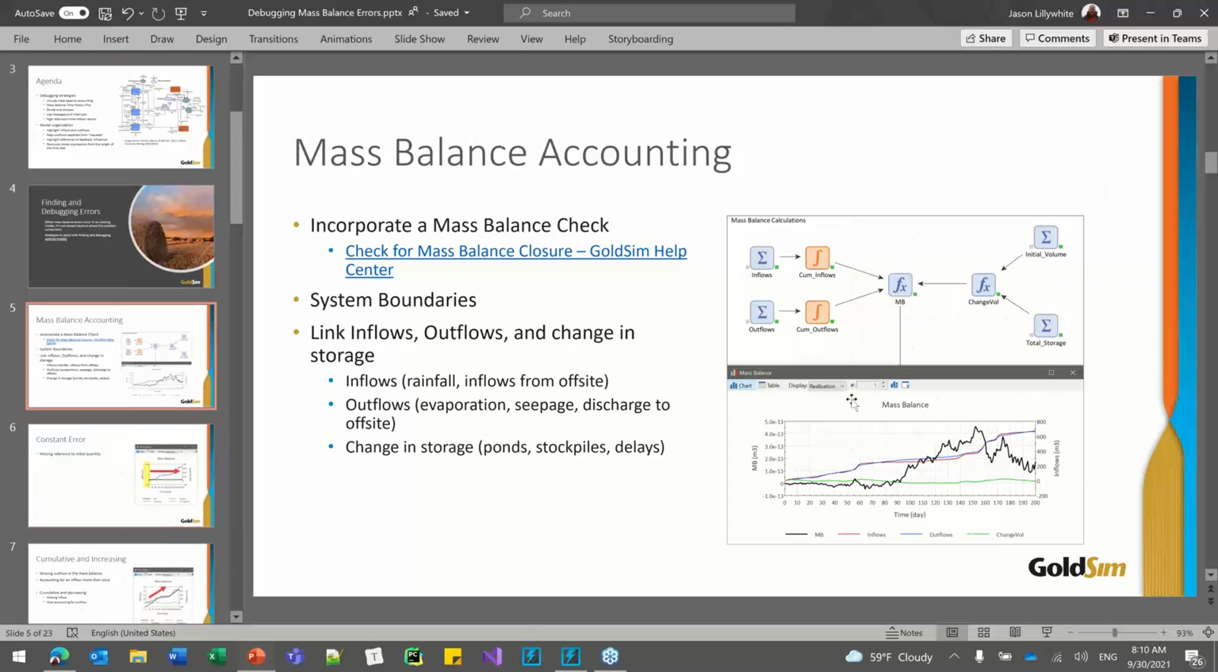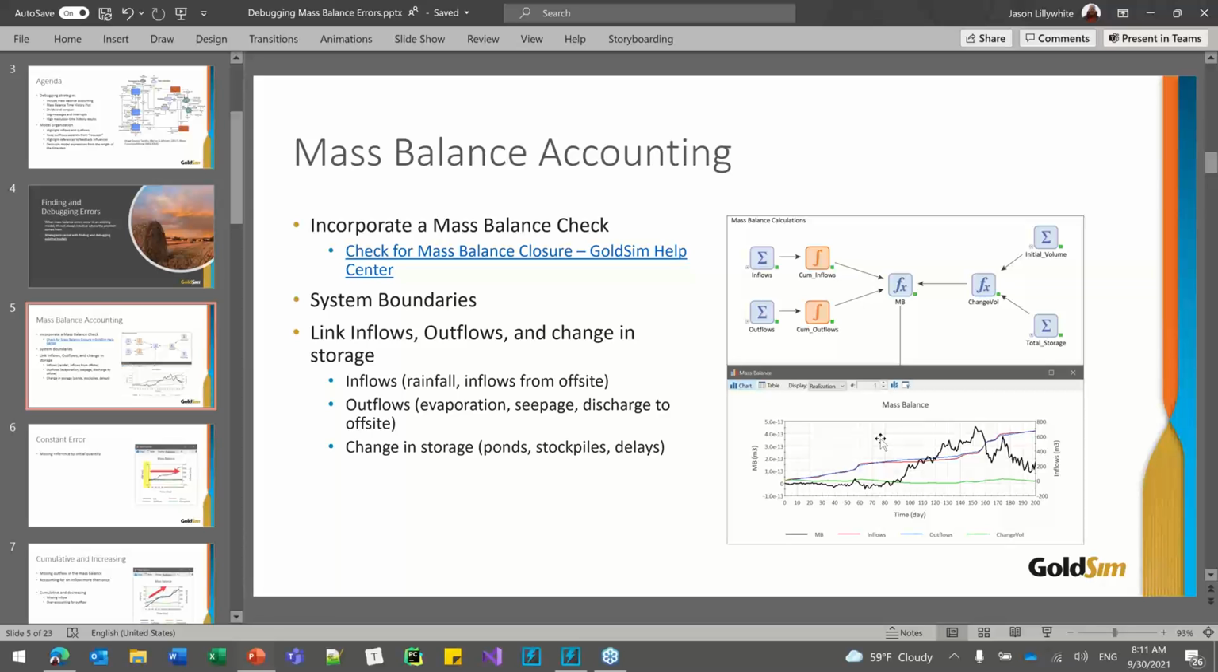Here's an example plot, in black, showing the results of that equation, called MB for mass balance, over time. You can see that the values on the left y-axis are very small numbers. That's what we're looking for. It's going to be somewhere in that range, 1 times 10 to the negative 12 to 17, something like that. Very small numbers, and that would be correct accounting of mass balance in that case.